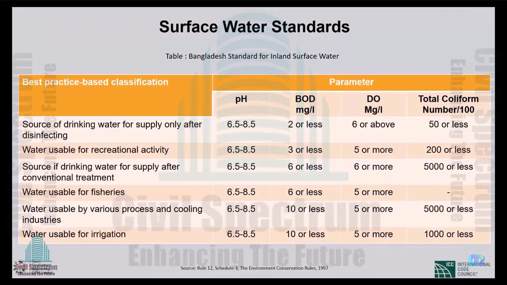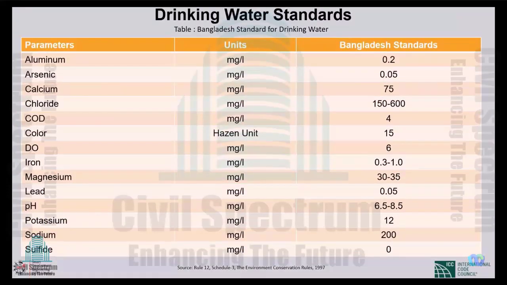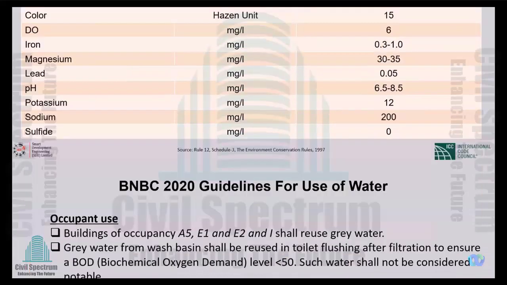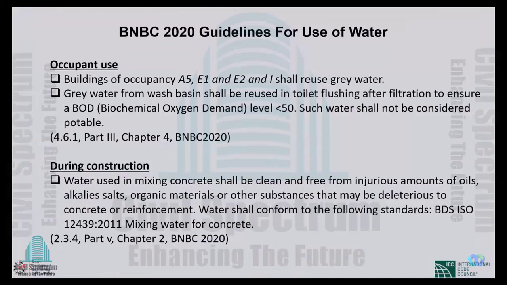Next, for surface water, as you can see, there are a lot of things. One thing I want to mention is that if the water is supplied for drinking purposes, it has to have a pH of 6.5 to 8.5, BOD less than 6, or DO of 6 or more, and total coliform number 5,000 or less. Next one is drinking water standards. COD needs to be 4 milligrams per liter. Dissolved oxygen needs to be 6 milligrams per liter. That's it.